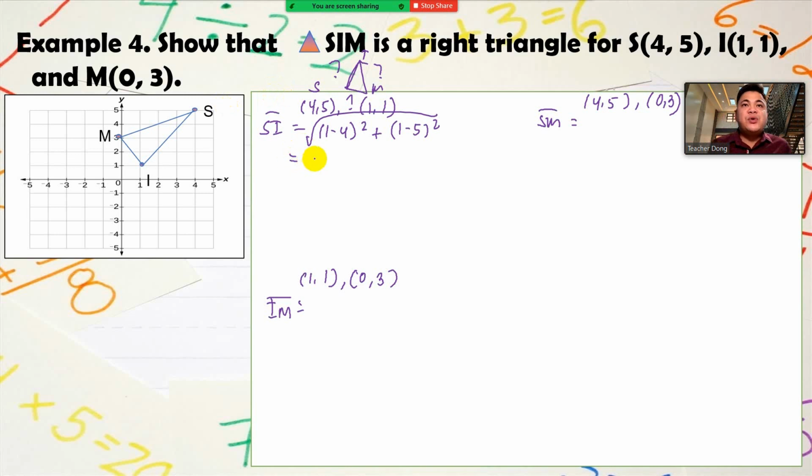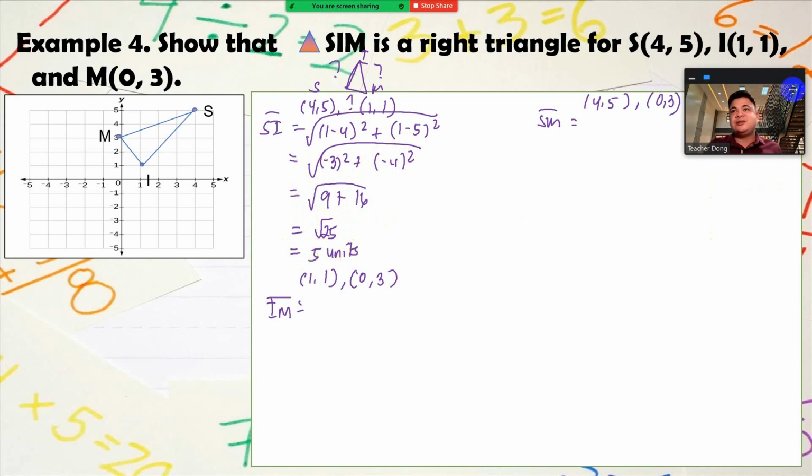So 1 minus 4 is negative 3 squared, plus 1 minus 5 is negative 4 squared. Okay, so negative 3 squared is 9, then 16, 4 times 4. Add them up, you will be getting the square root of 25 or 5 units. So segment SI measures 5 units.